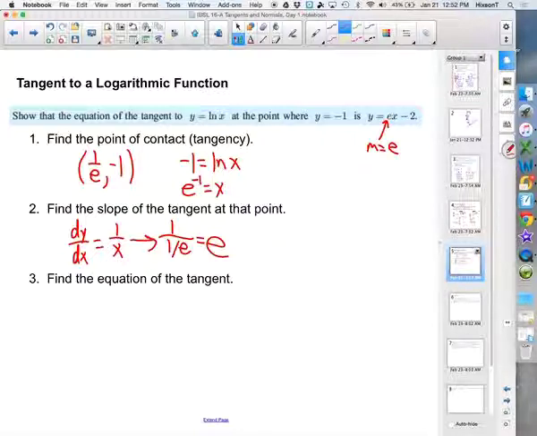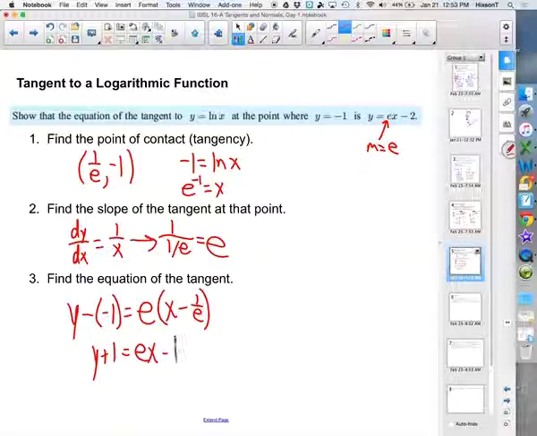Now you've got to plug it in. Here's the slope of the tangent. Here's the point that we want. So y minus -1 equals e times x minus the x coordinate, 1 over e. Okay, so that's y plus 1 equals ex minus 1. So y equals ex minus 2. And that's what we wanted.